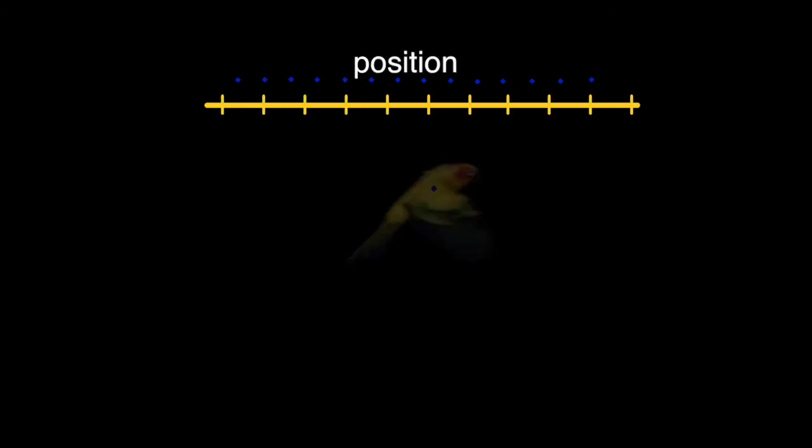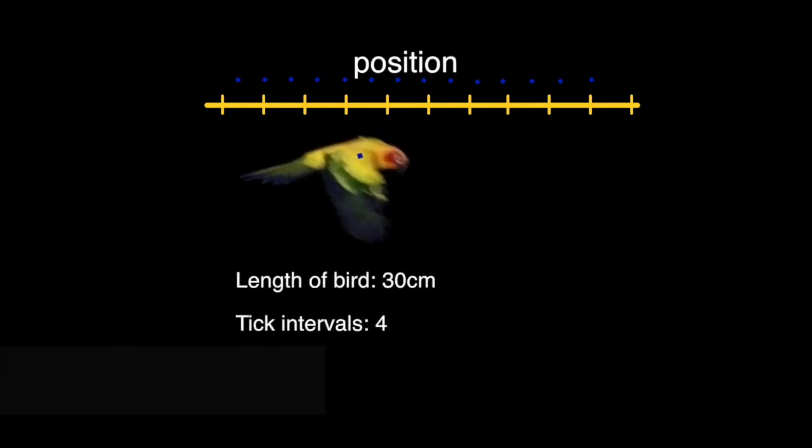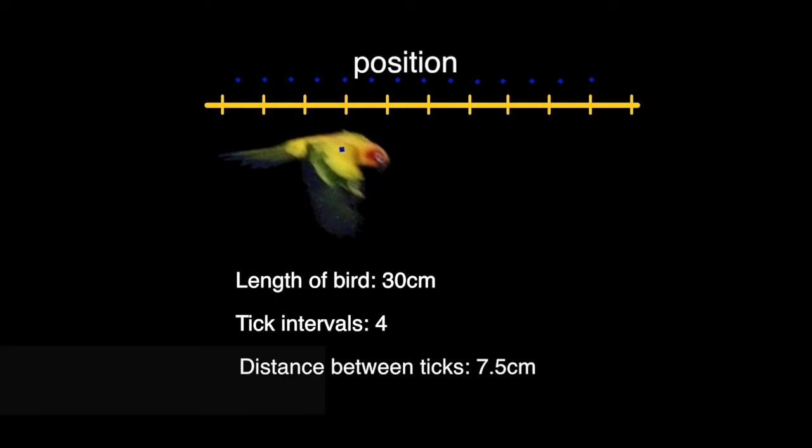We begin the analysis by measuring the location of each dot in the trail. The distance between the tick marks is determined by using the length of the bird, which is 30 centimeters, and since the bird spans 4 intervals on the scale, the distance between tick marks is 7.5 centimeters.